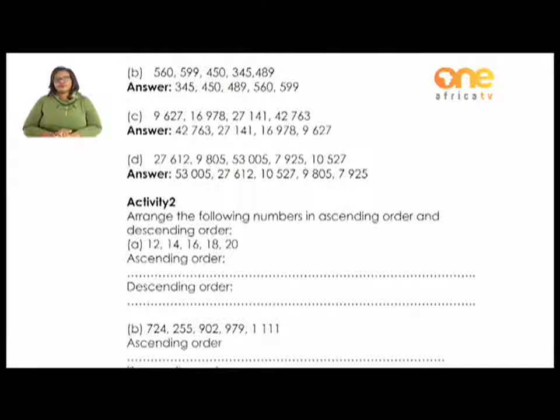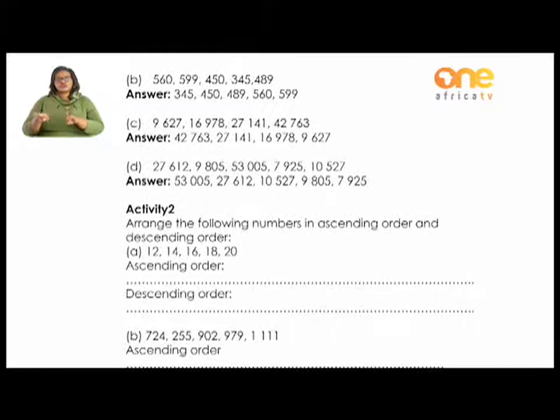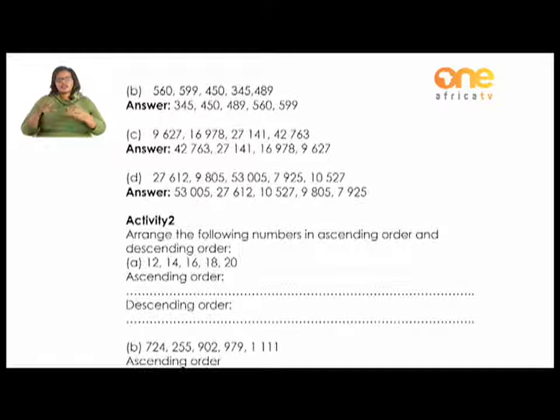Now, we want to select the biggest. The biggest number there is supposed to be 599, followed by 560, followed by 489, then we got 450. The last one is 345.